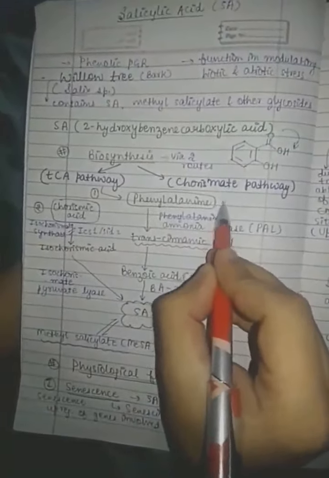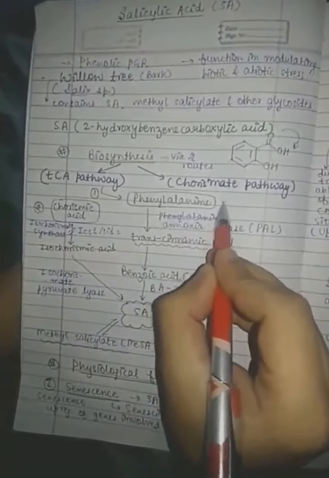Now it will be converted into TCA, that is trans-cinnamic acid, via the enzyme PAL, phenylalanine ammonia lyase. Now the trans-cinnamic acid is converted into benzoic acid, that is BA. Then this benzoic acid is converted into salicylic acid by the enzyme known as benzoic acid 2-hydroxylase. This benzoic acid 2-hydroxylase adds an OH group at the carbon number 2 position. So this is the first pathway.